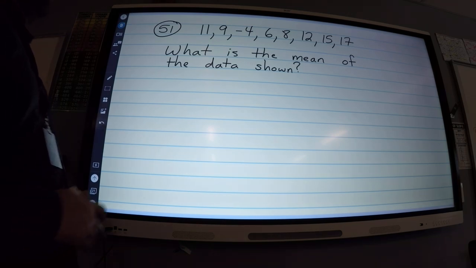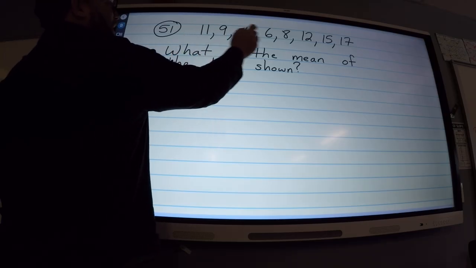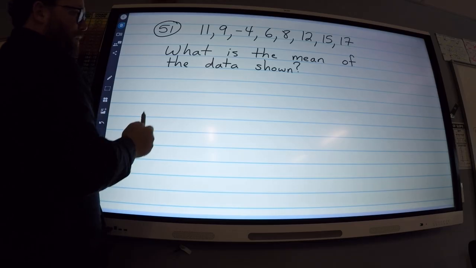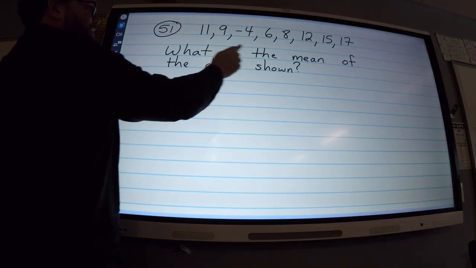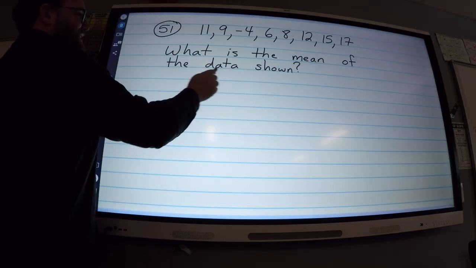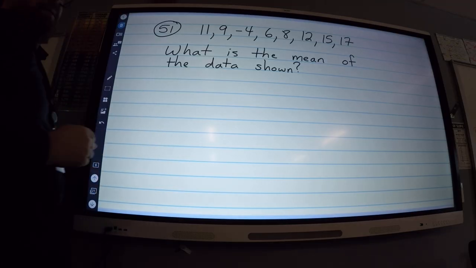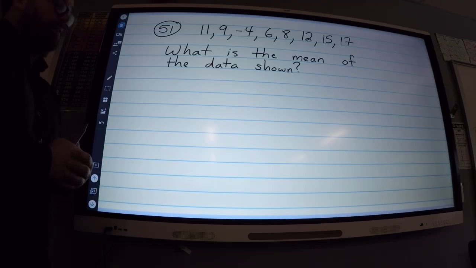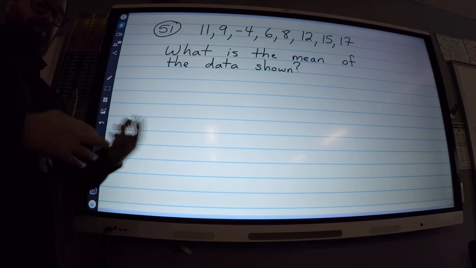All right, in this problem, we're given the values 11, 9, -4, 6, 8, 12, 15, and 17. And the question asks us, what is the mean of the data shown? So to find the mean, we need to add up all the values and then divide by the number of values, because the mean means the average.